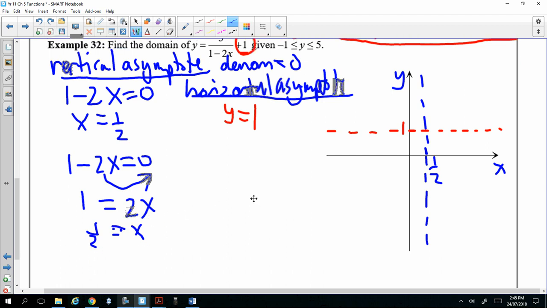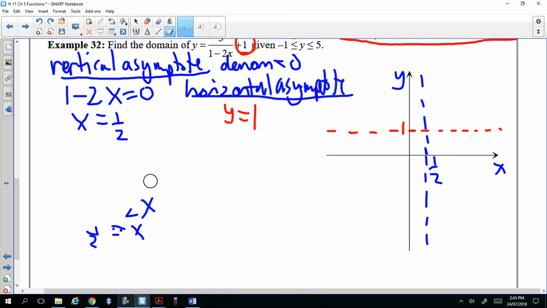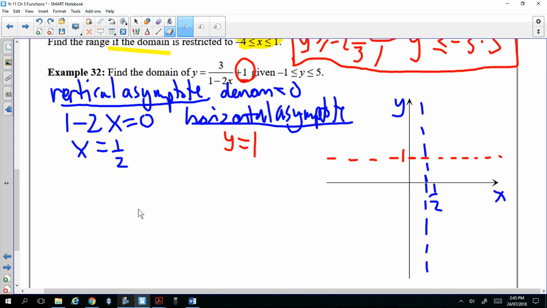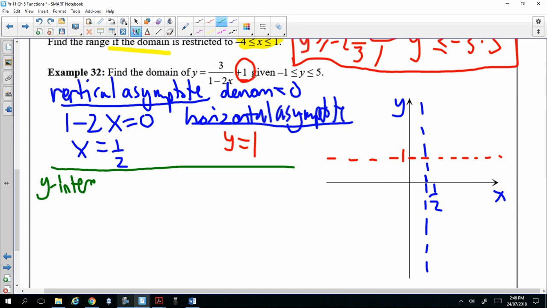Now we're going to find the x and y-intercept. Let's find the y-intercept first. That's where x is 0. Then use your calculator, you get 4. So the y-intercept is 4.